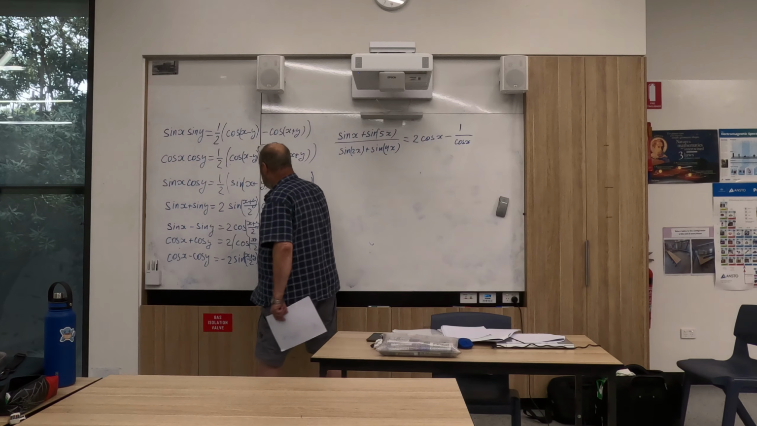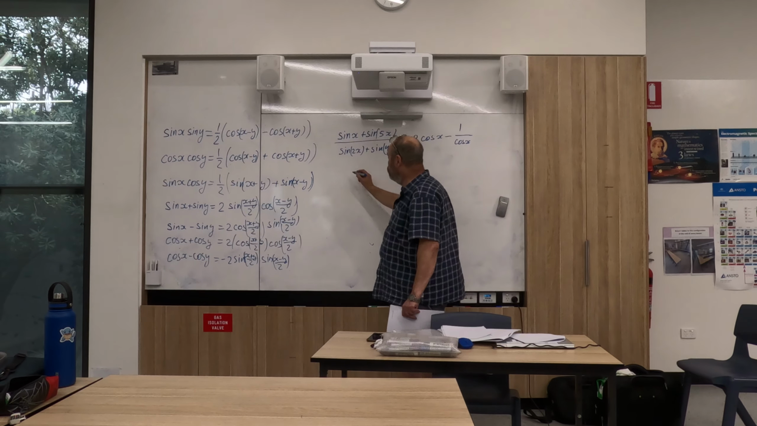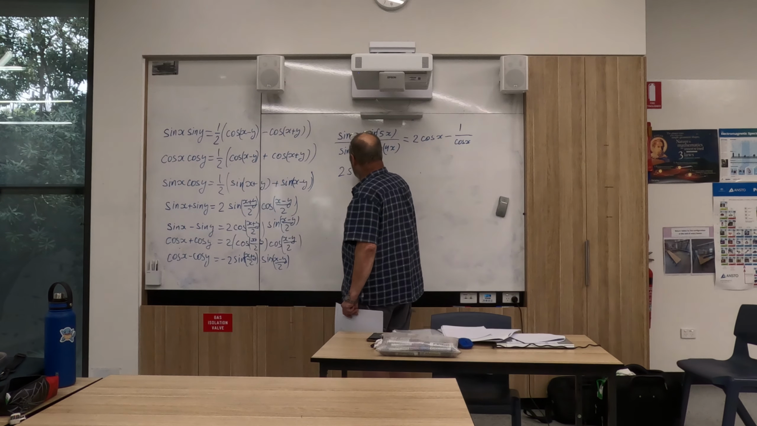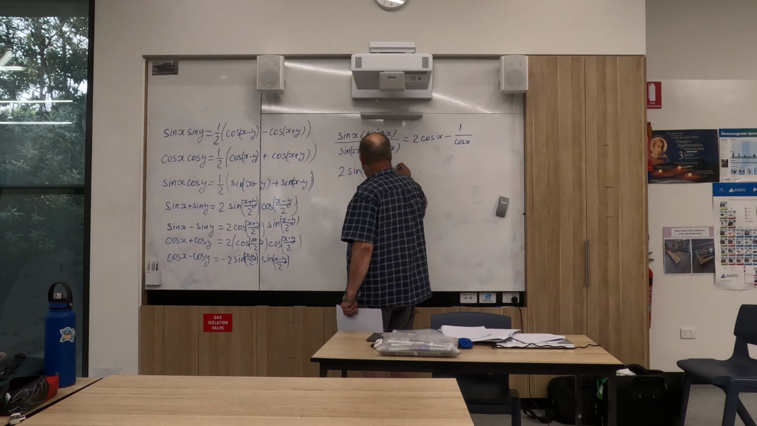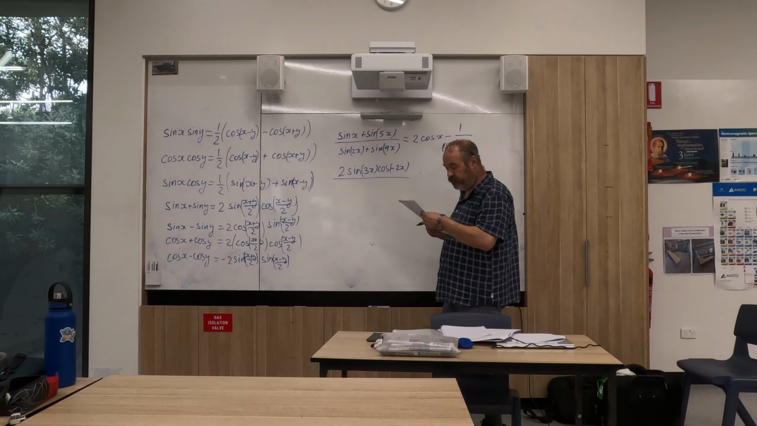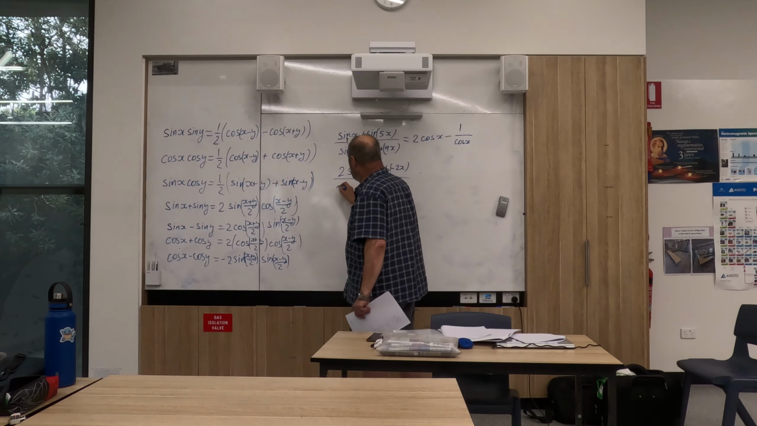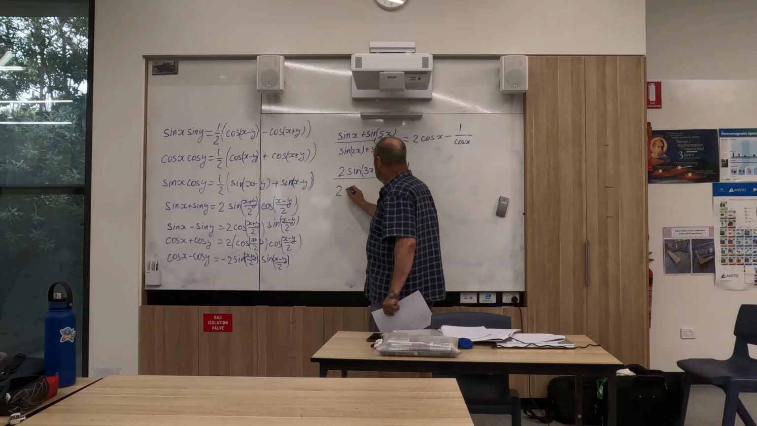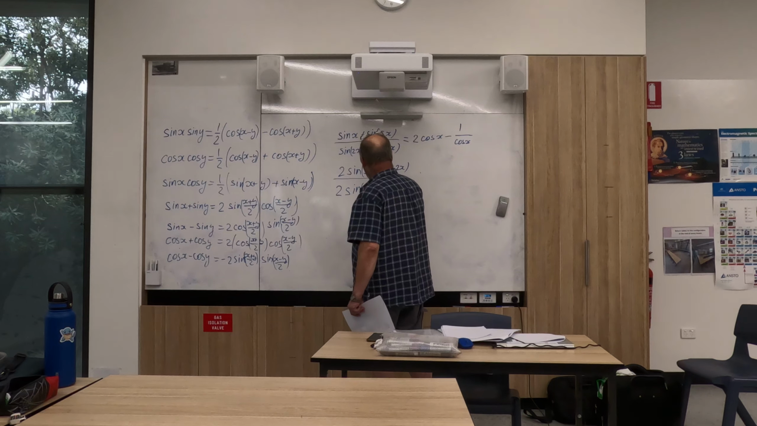Sine x plus sine y, what will be the numerator equal? 2 sine 3x times cos negative 2x. Denominator, using exactly the same formula: 2 sine 3x cos negative x.